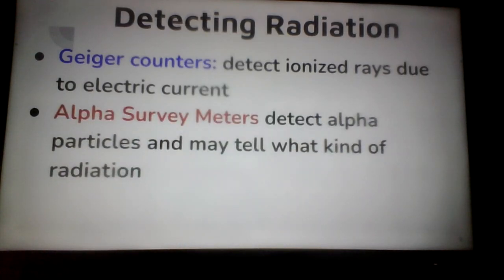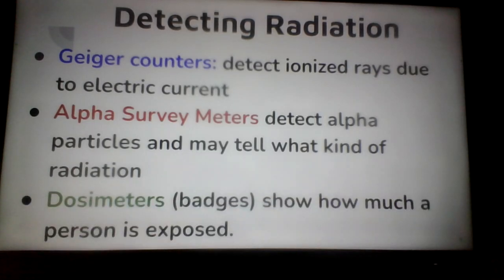There's a device called an alpha survey meter that will detect alpha particles, 2 protons and 2 neutrons, and may be able to even tell what kind of radiation and therefore get the proper protections and treatments. But that's called an alpha survey meter. One more, and we're pretty much done. And one called the dosimeter. And we have our ID badges.